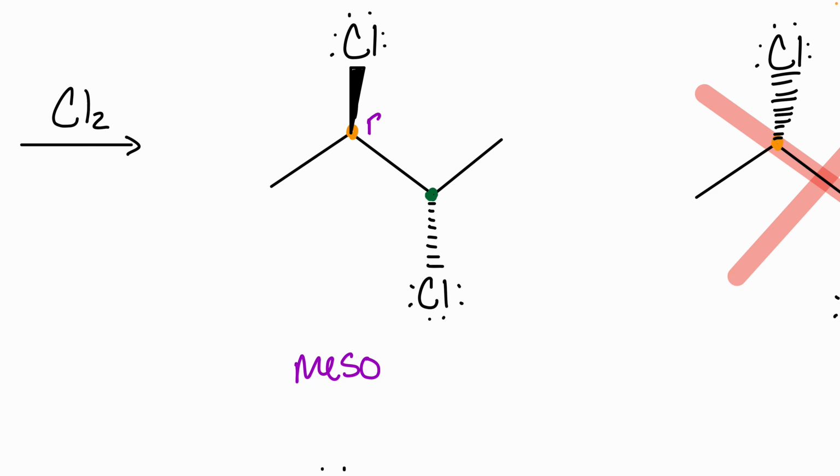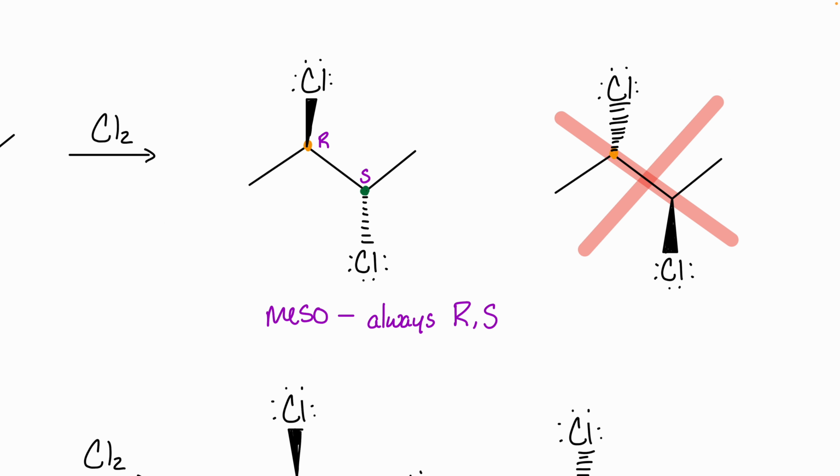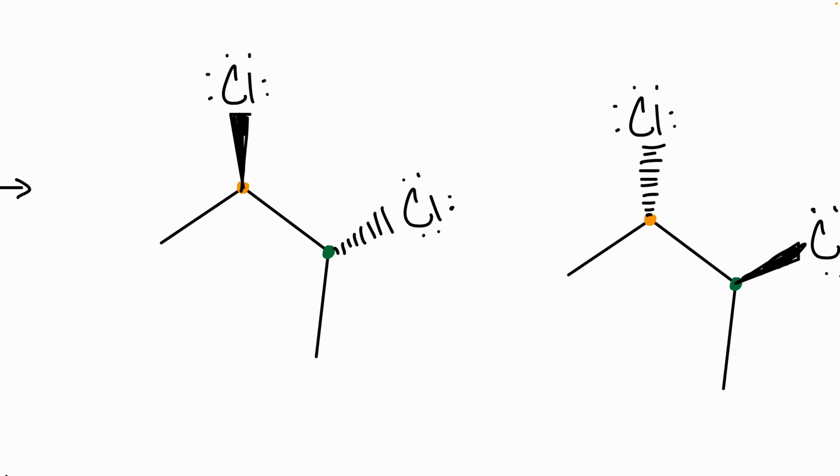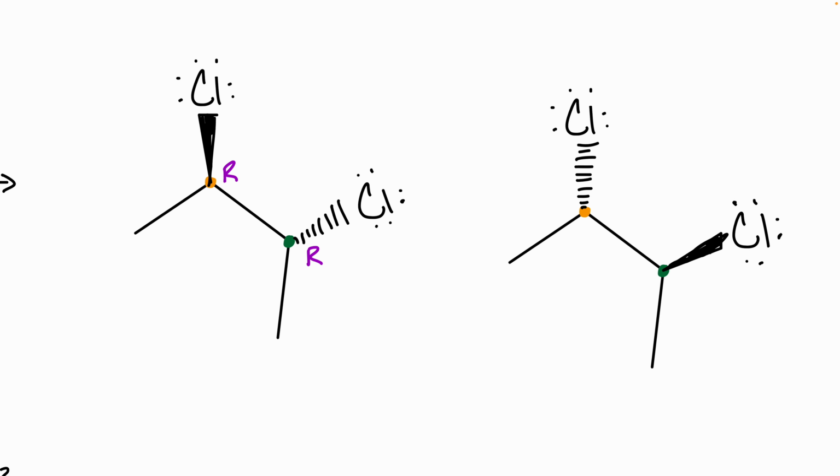All right, this orange is an R, this other one is an S, and that is important because meso compounds are always RS, which is why their mirror images are also RS. If we played that same game down here, we would find that this compound is RR, meaning that its mirror image is what? SS. So those are indeed distinct molecules.